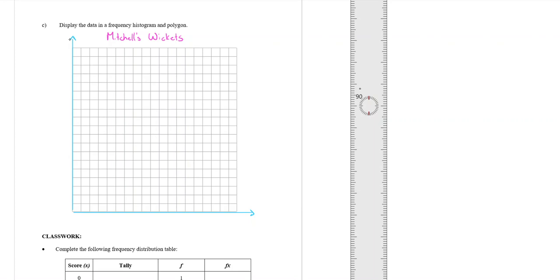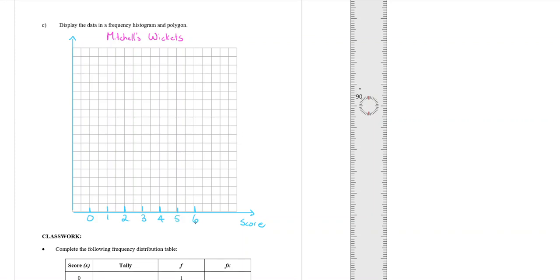Across the bottom, we are doing the score, and the scores that we had were 0, 1, 2, 3, 4, 5. Now, because this is going to be little columns coming up, we need a bit of space in between them. So what we do is we use every second line on the grid paper. So I'm going to have a mark there, every second space on the grid paper. And each one of those little lines are my scores. So I had 0, 1, 2, 3, 4, and 5.